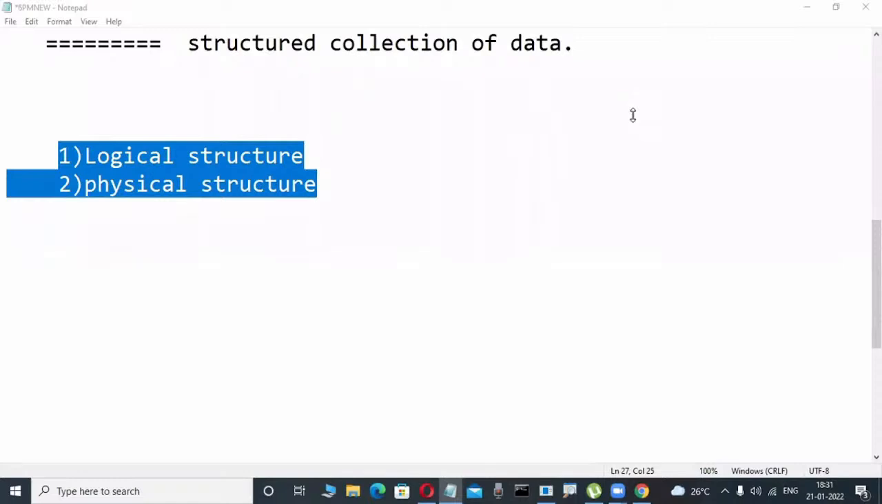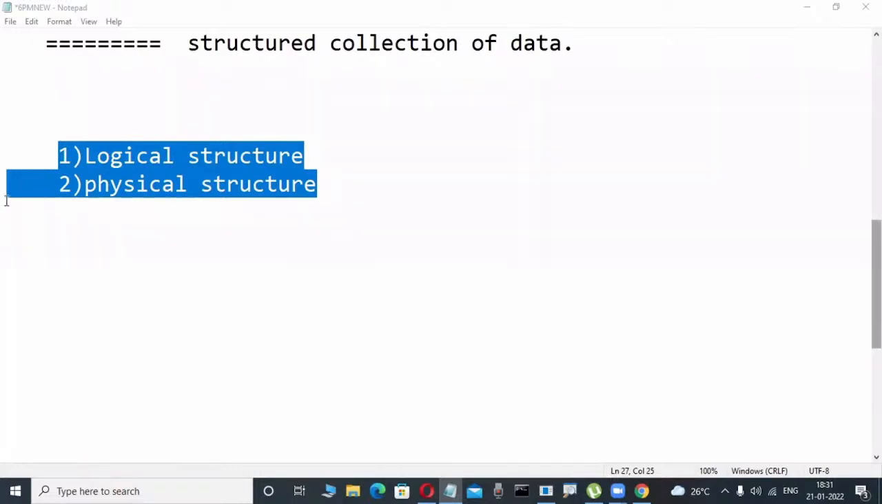And now here, what is logical structure? What is physical structure? Anybody? Okay, some fellows are telling logical structure means logical structure, physical structure means physical structure only. Don't try to tell like that. What is logical, what is physical? It's very easy.